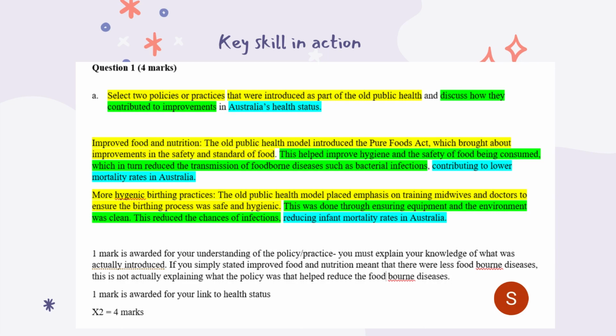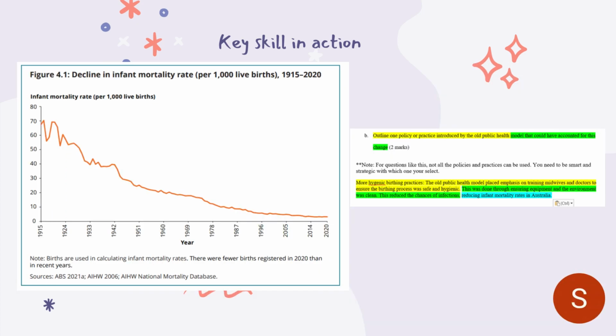This reduced the chance of infections, reducing infant mortality rates in Australia. So hopefully that shows you a really clear color-coded breakdown of where the marks are coming from. On the next slide, we'll go into a little bit more of a complex question that has a stimulus material attached before you practice some by yourself.